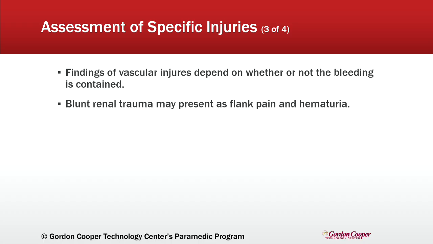The findings of a vascular injury depend on whether the bleeding is contained or actively hemorrhaging. In an active hemorrhage, the patient's presentation will include hypotension, tachycardia, and shock, just like we would expect. Blunt kidney trauma often presents as flank pain and hematuria. You should have a high index of suspicion of kidney injury if the patient has bruising over their upper abdomen, the sides of their middle back, or over their lower rib cage. Fractures of the lower rib cage should also raise your suspicion.